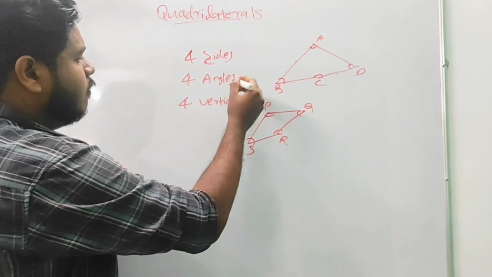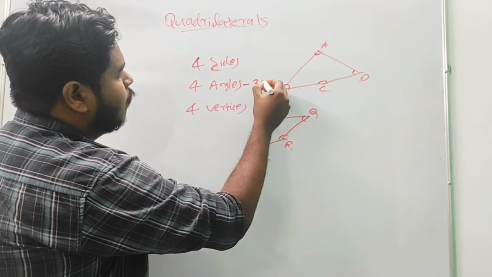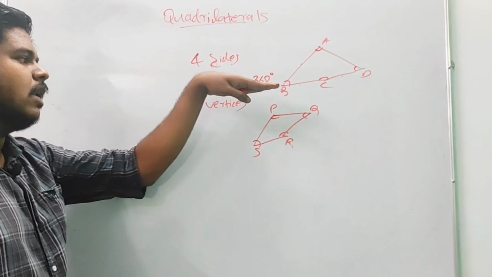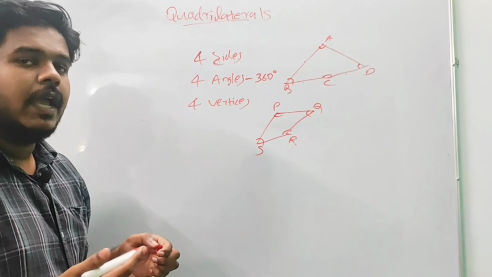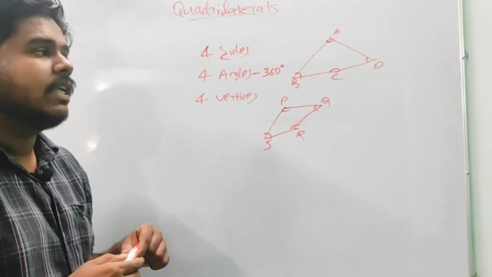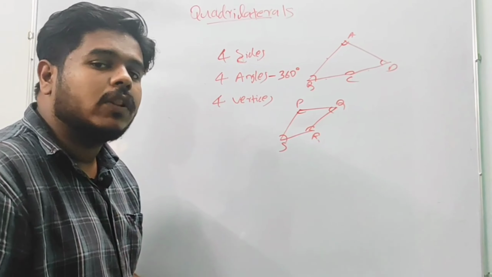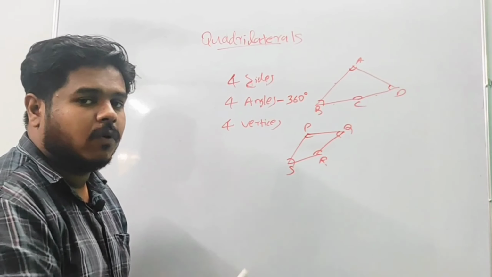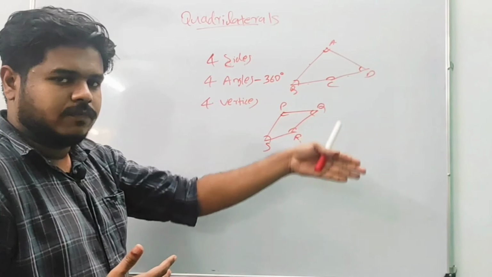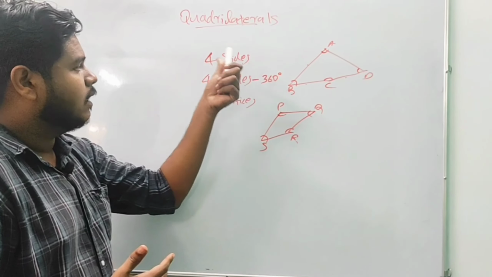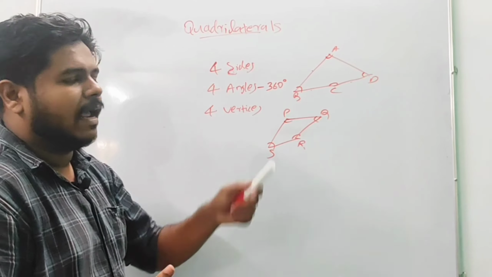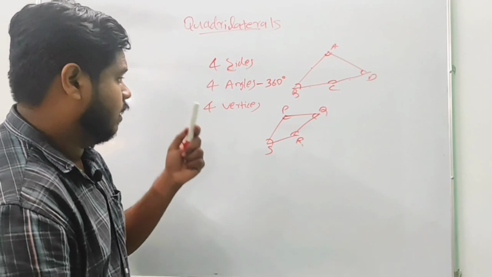In a quadrilateral, the sum of the four angles is 360 degrees. So we have to remember this. The sum of the four angles of a quadrilateral is 360 degrees. It is the same for all quadrilaterals. We are going to study the types of quadrilateral as the next part of this chapter. So a quadrilateral has four sides, four angles and four vertices, and the sum of the four angles is 360 degrees.